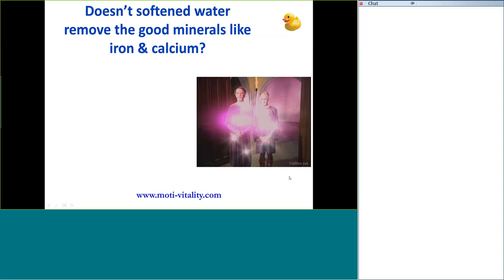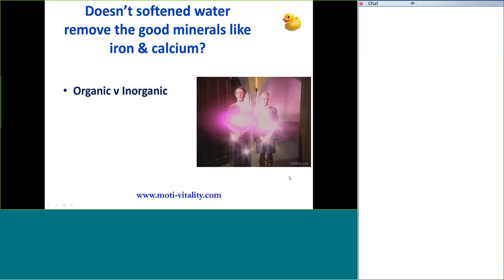We get this one all the time, right? Well, a water softener takes out calcium and magnesium. I thought calcium and magnesium was good for me. Doesn't softening the water remove the good minerals like iron and calcium and magnesium? Why would I want to do that? Well, when somebody asks that question, they don't really understand the differences between organic and inorganic.